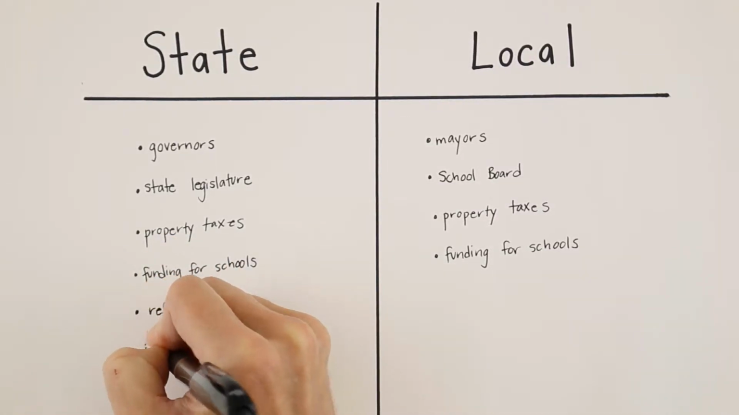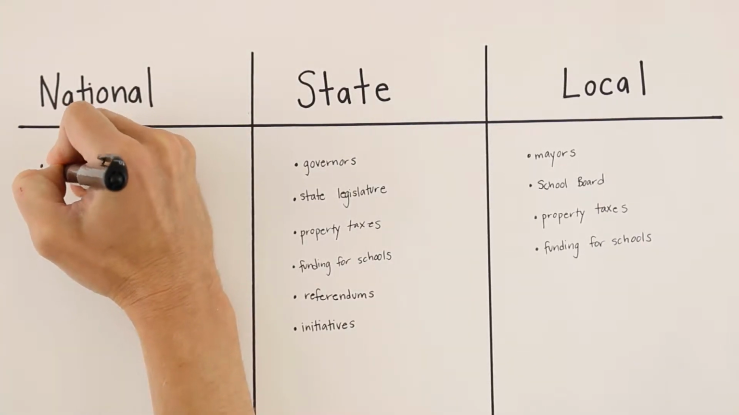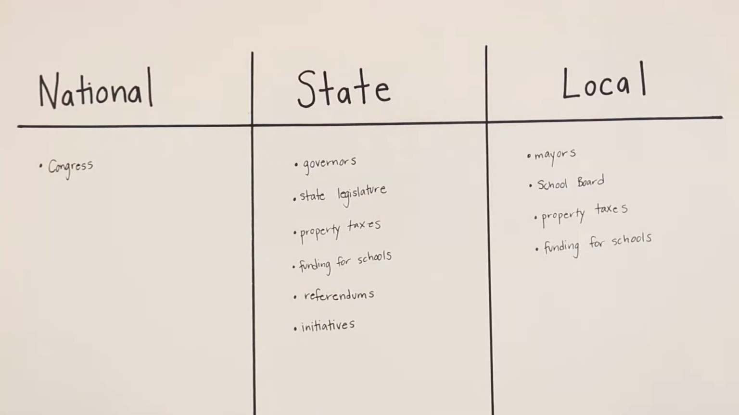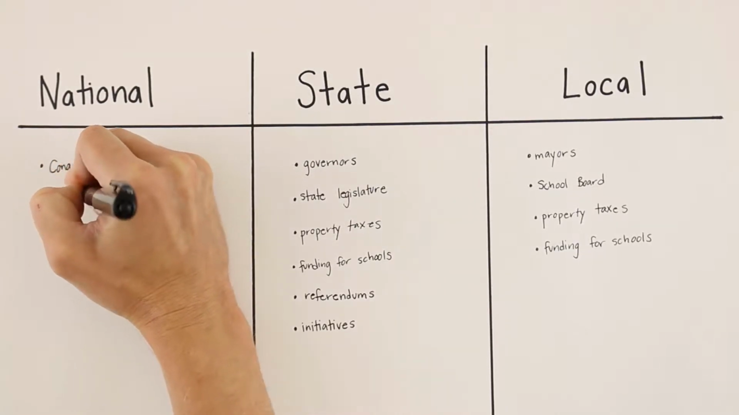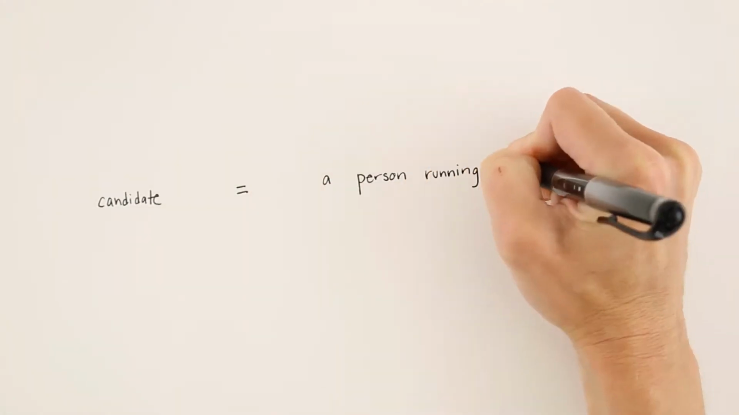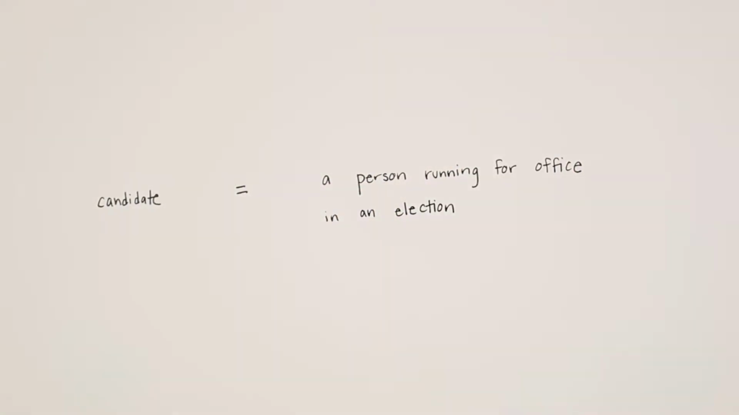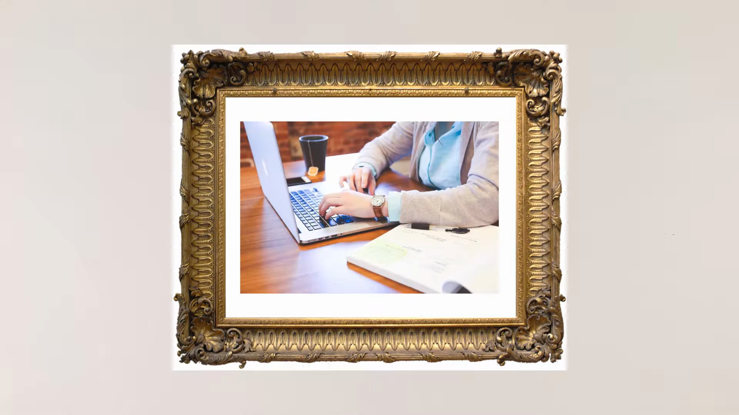Referendums and initiatives only occur at the state level. At the national level, citizens aren't given the opportunity to vote directly for laws. They can only vote for members of Congress, who make the laws, and the president, who has a large role in the lawmaking process. The people running in elections are called candidates, and it's the voters' job to carefully educate themselves on these candidates and the issues they support before voting.